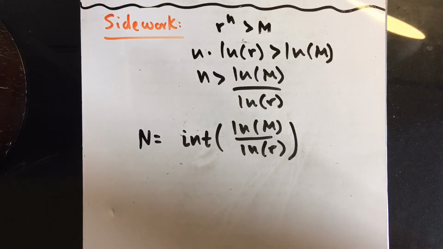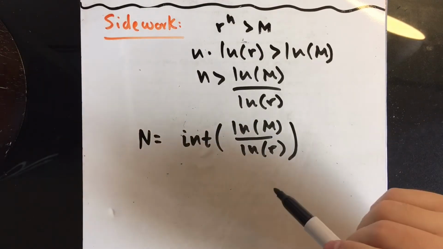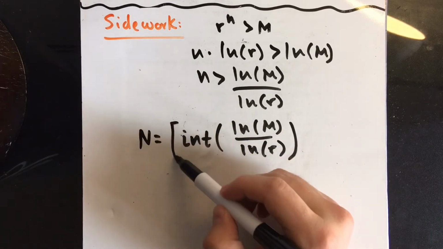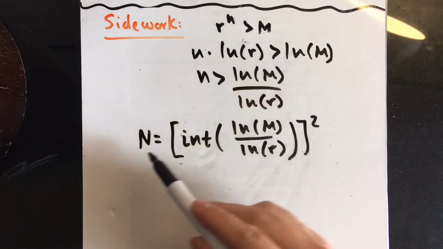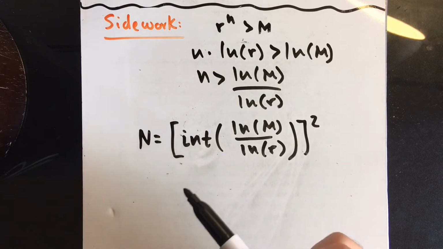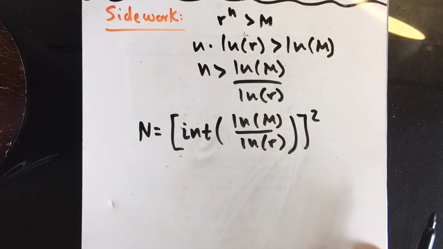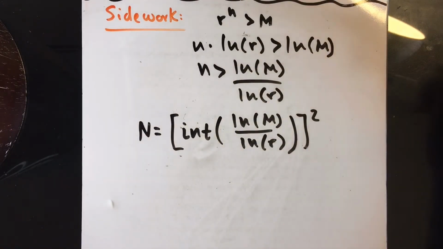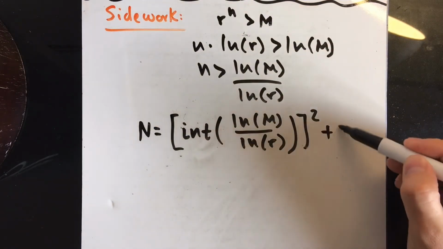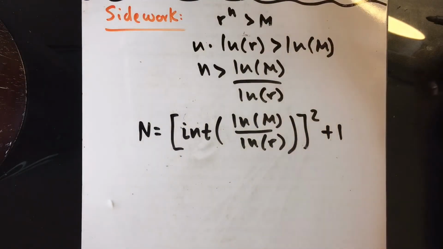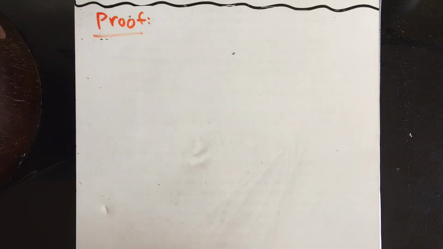And the next thing we could do is raise our value of N to the second power. And what this does is prevent N from being a negative number, as negative numbers are not natural numbers. And in order to prevent 0, we could just add a 1, since 0 is not a natural number. Now that we found our natural number N, let's begin our proof.